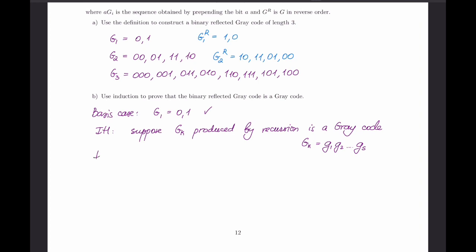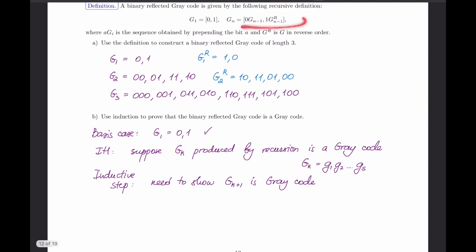And now my inductive step. For the inductive step, remember that I have to prove, so need to show, let's write this down, that the next construction, so in this case GK plus 1, is also a gray code. Well, what I have is an actual recursion. So in order for me to start thinking about GK plus 1, I'm going to apply the recursion.